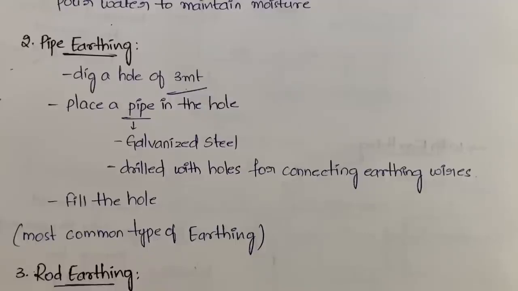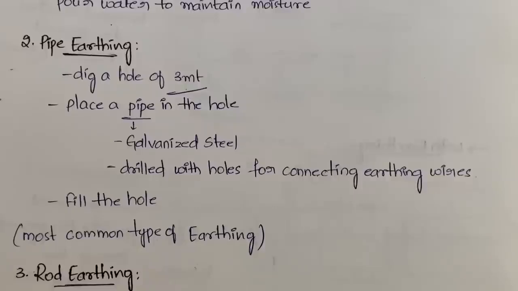So this is about the pipe earthing. In any earthing, first you need to dig a hole, place the plate or rod or pipe, whatever it is, then connect it to the earthing wire, and then you can close it off. That is, you fill the hole with the help of charcoal and salt mixture.